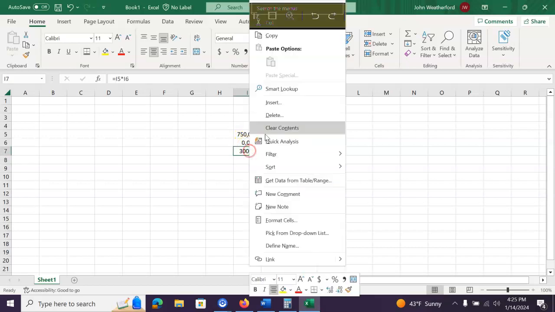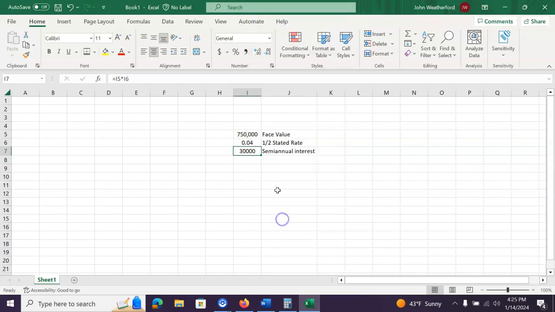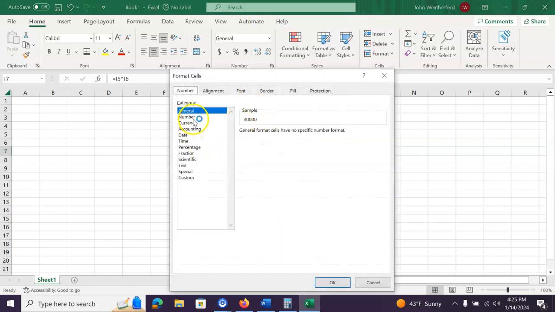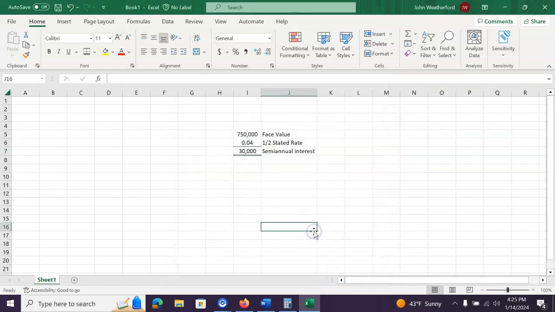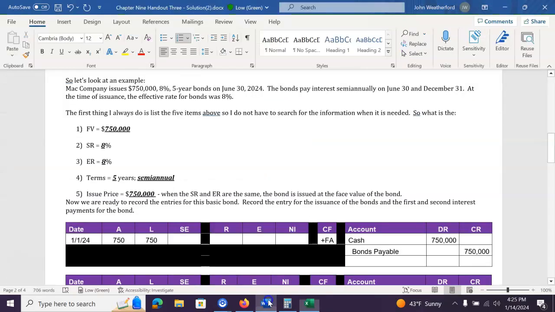Or $30,000. Let's make that look like the other one. There we go. So that's how much interest would be paid every 6 months. So that goes to our next journal entry.